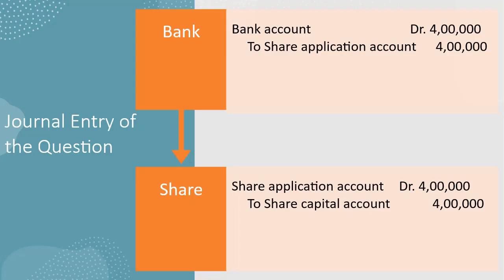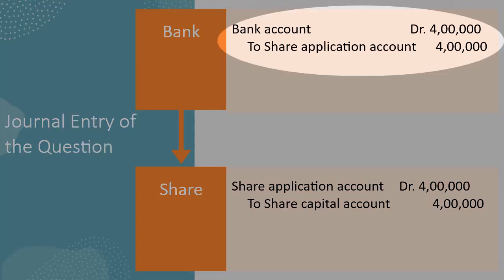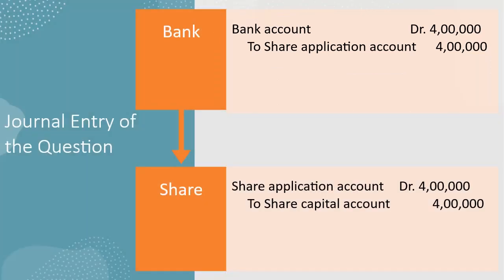Now, let's move on to the journal entries in the books of the company. The first entry will be the receipt of the application money from the shareholders. The journal entry will be as follows. Bank account Dr 4 lakhs, to share application account 4 lakhs. This journal entry represents the amount of application money for shares received from the applicants.